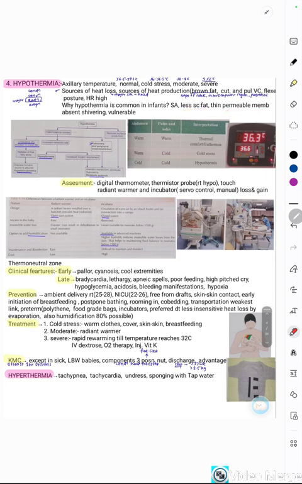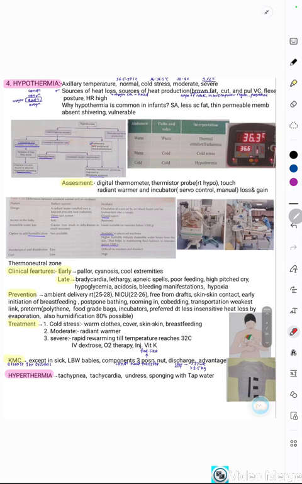There is no shivering mechanism, and they are more vulnerable to this. Hypothermia will lead to catecholamine release. Because of catecholamine release, it will lead to uncoupling of the beta oxidation of the fats, and that will lead to hyperbilirubinemia. Similarly, it leads to increased metabolic rate and heart rate.